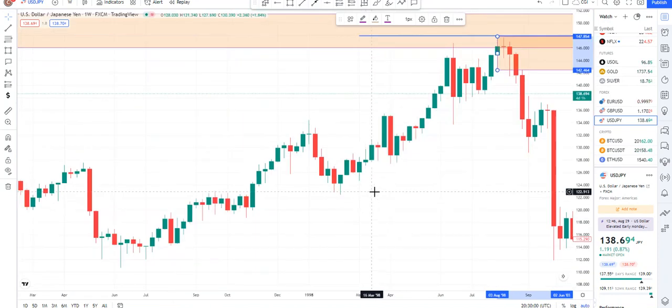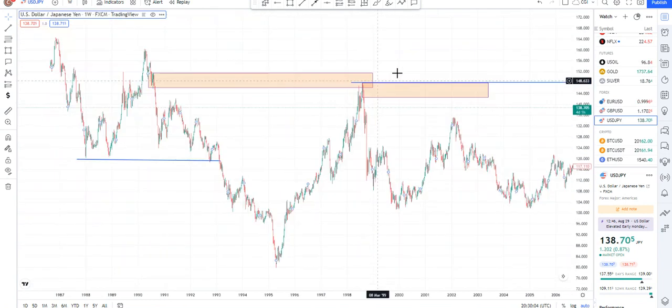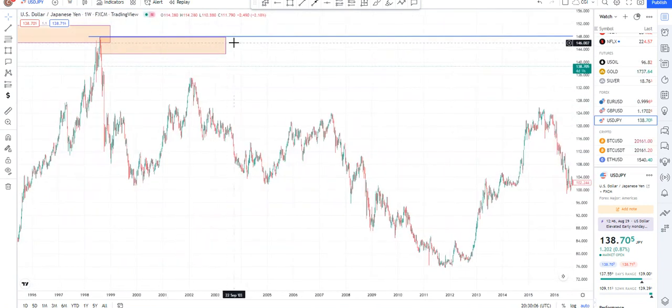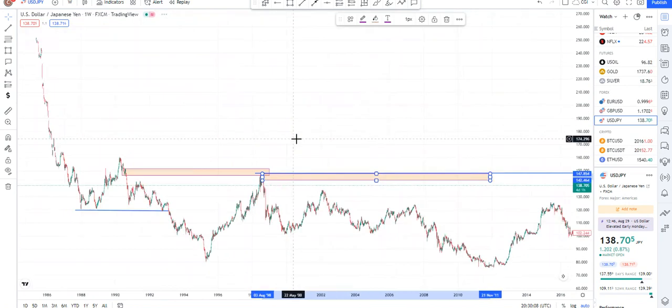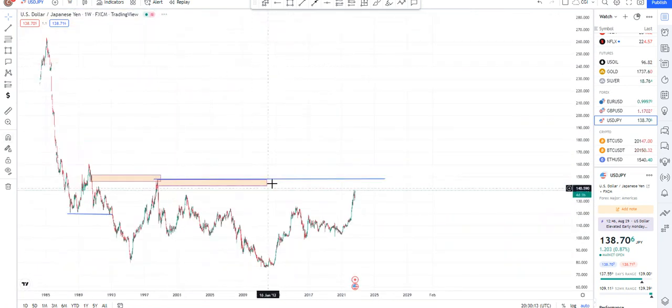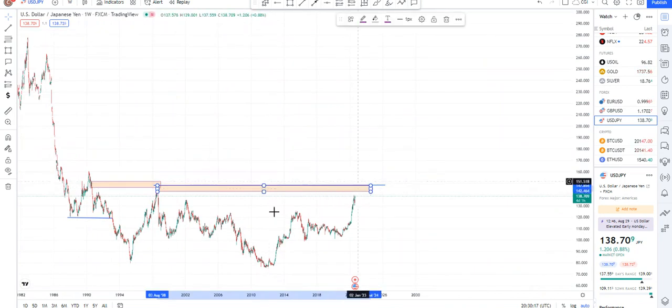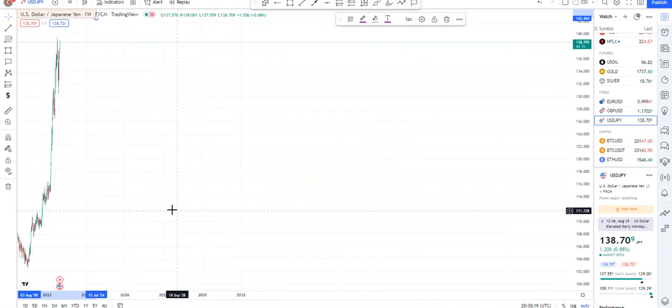So basically, USD is a safe buy. It's still a safe buy till we get to this zone. Once you get to this zone, then it's a dangerous buy. So we are almost there.